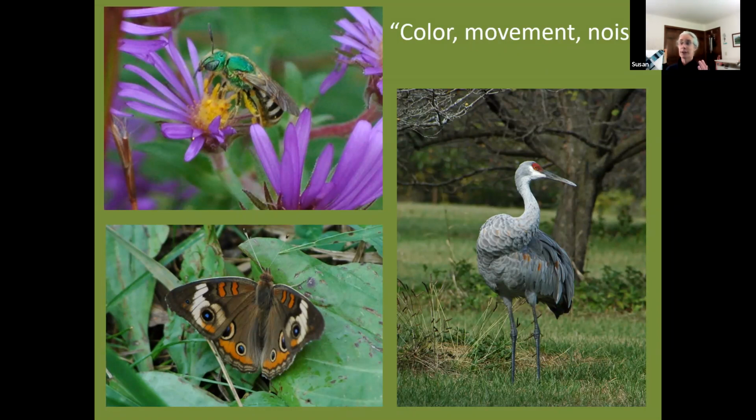And if it doesn't have those three things, then try to get those three things. So the color of the flowers, the color of the tiny solitary bee here, the movement of a butterfly coming down, of a buckeye coming down to a plantain to lay eggs, and of course the sound of a sandhill crane in the fall, kind of looking to migration. These are just some examples from the garden at the Arboretum, but all of us know examples of these.